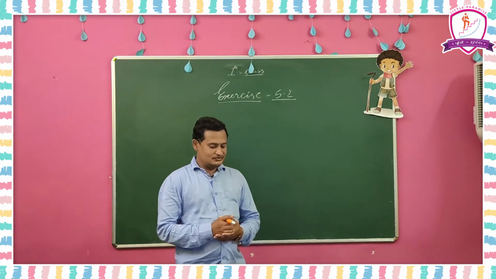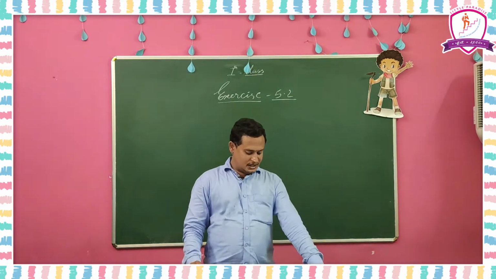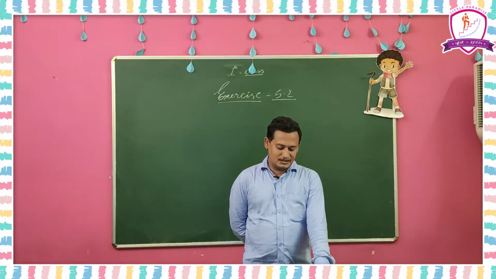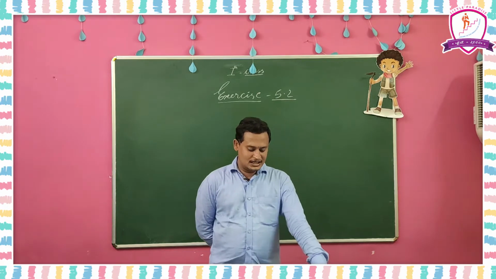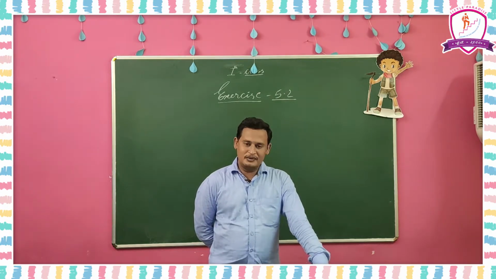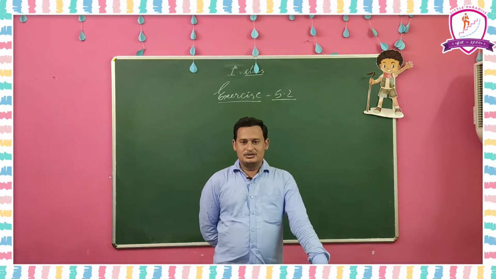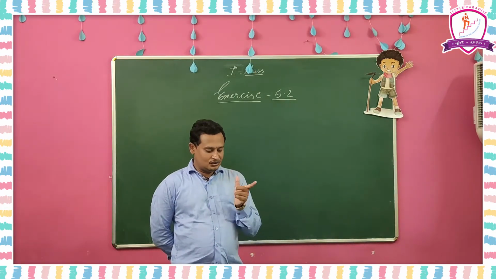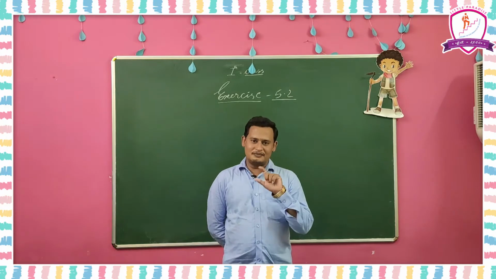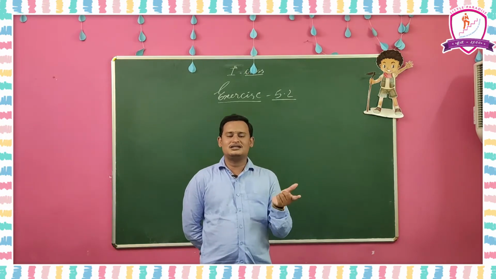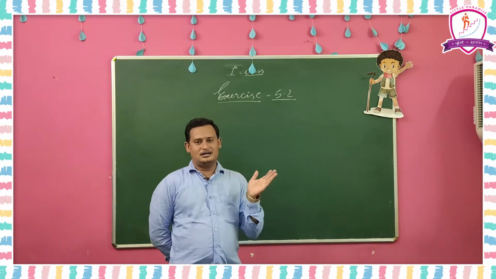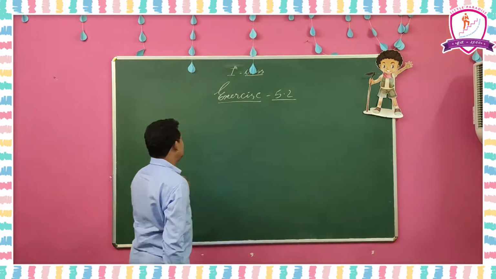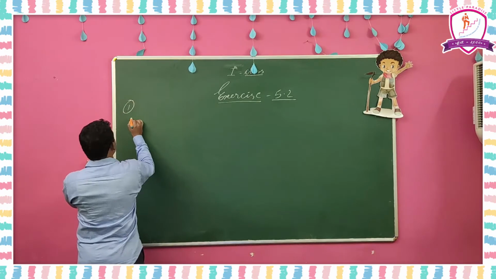In exercise 5.2, observe page number 96, first question: state whether the following pairs of angles are supplementary, complementary or none. The two angles of each pair are given. We have to find whether the two angles are supplementary angles, complementary angles or none. So, first I am going to explain the first question, A.